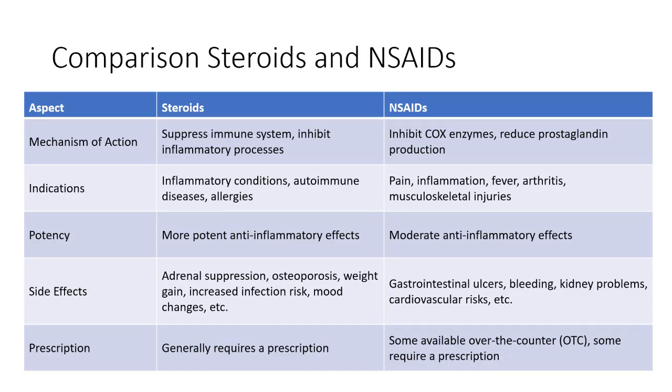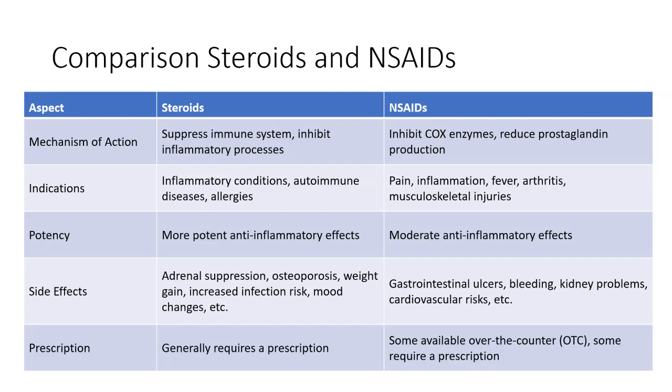Now, let's examine the key differences between steroids and NSAIDs in terms of their mechanism of action, indications, potency, side effects, and prescription requirements. Firstly, let's explore their mechanisms of action. Steroids work by suppressing the immune system and inhibiting inflammatory processes, while NSAIDs primarily inhibit COX enzymes and reduce prostaglandin production. Moving on to indications, steroids are commonly used for inflammatory conditions, autoimmune diseases, and allergies, whereas NSAIDs find application in pain management, inflammation reduction, fever reduction, arthritis, and musculoskeletal injuries. Now, let's discuss potency.